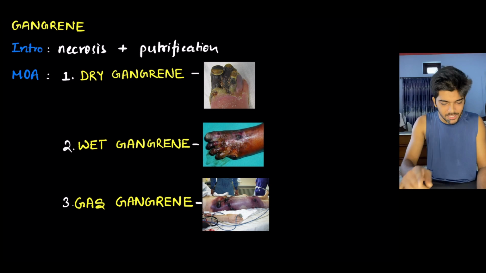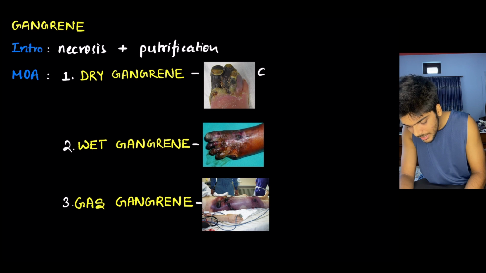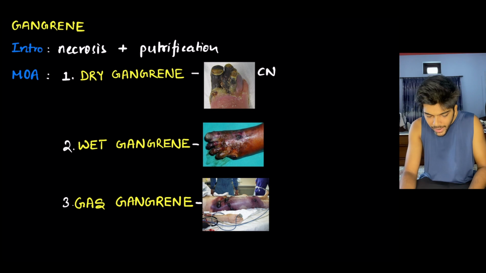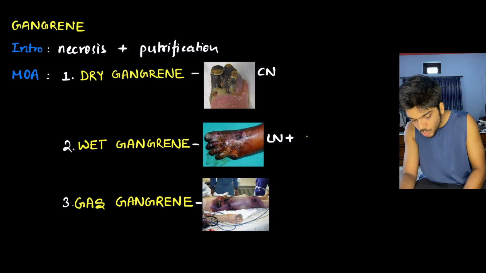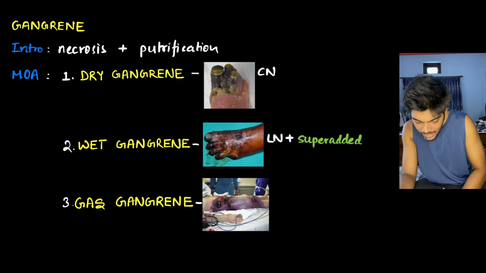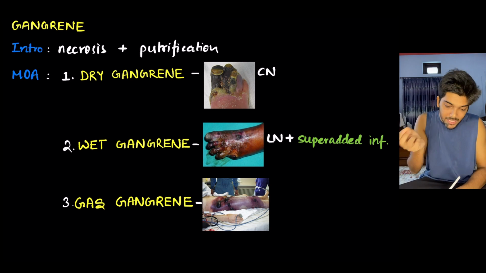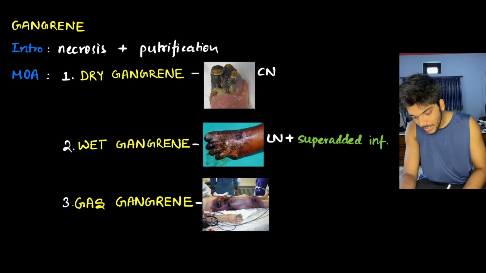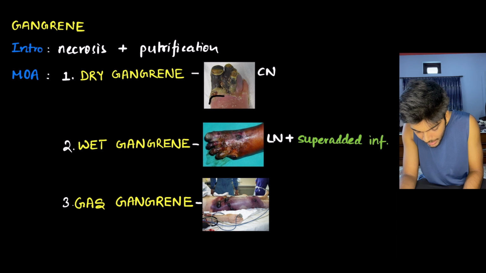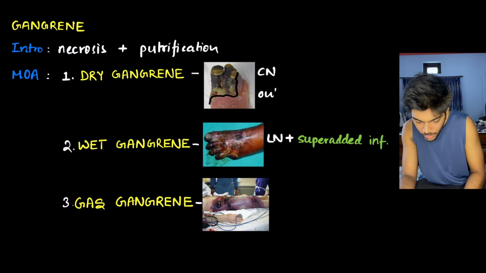Very easy. Listen, dry gangrene, there is coagulative necrosis. Wet gangrene, there is liquefactive necrosis, plus superadded infection. Means there is infection as well. From above, there is infection as well. In dry gangrene, see, is the outline well demarcated? Yes. You can easily separate. You can look at the outline. So there is outline, it is demarcated.